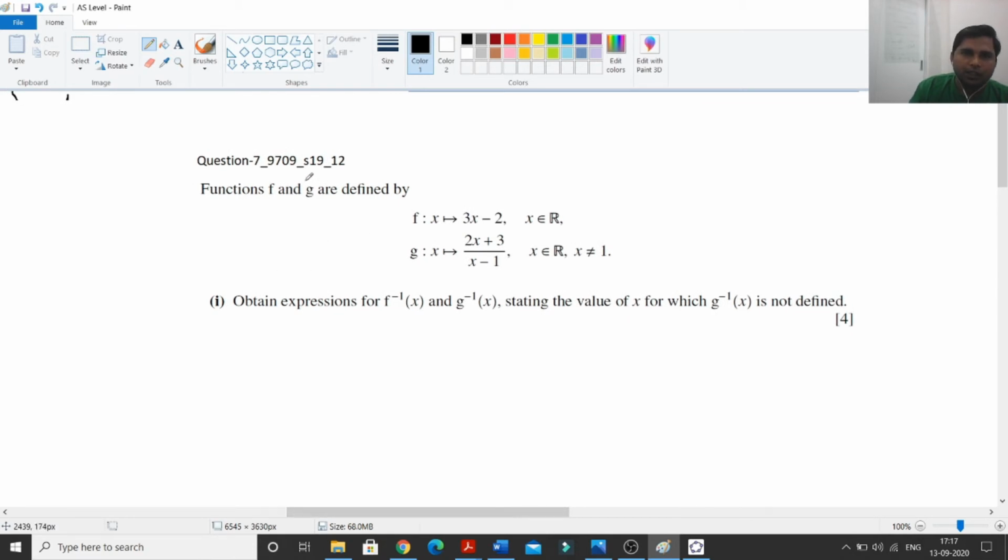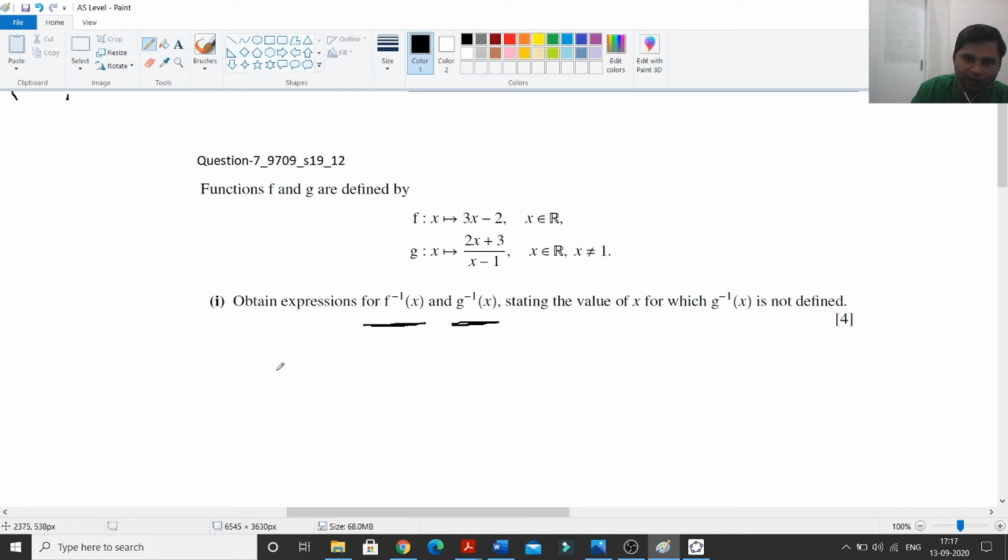This question is from the summer 2019 paper. This is question number 7 in that paper. So f(x) is 3x minus 2, g(x) is (2x plus 3) divided by (x minus 1). We need to find the expressions of f inverse and g inverse, and state the value of x for which g inverse x is not defined.